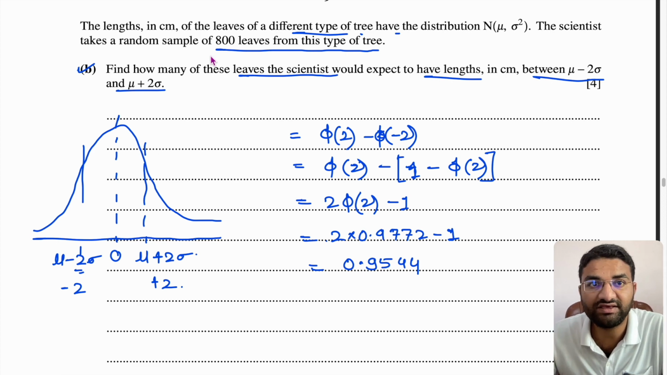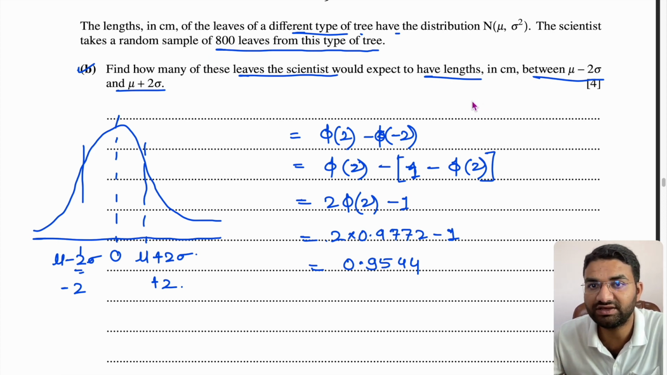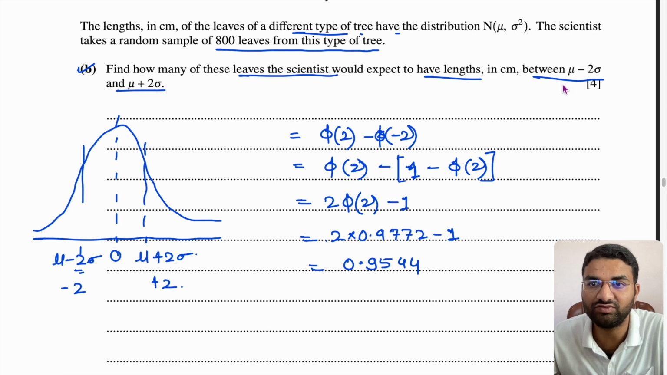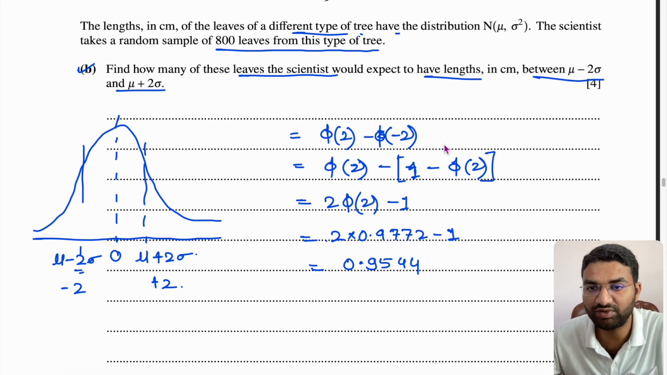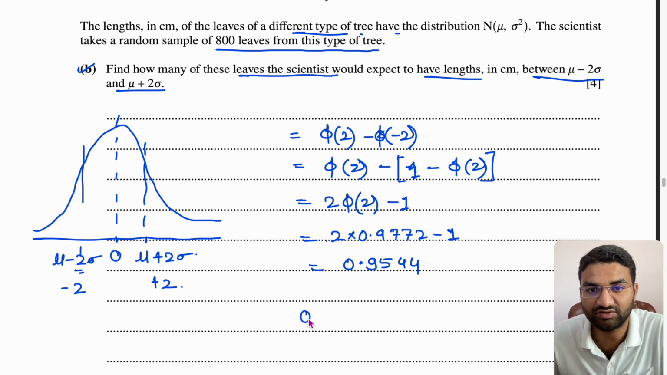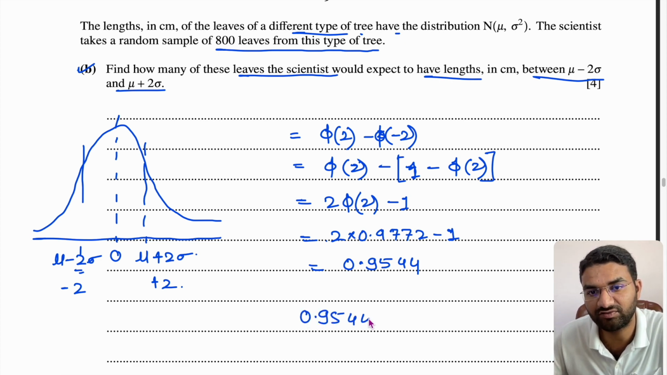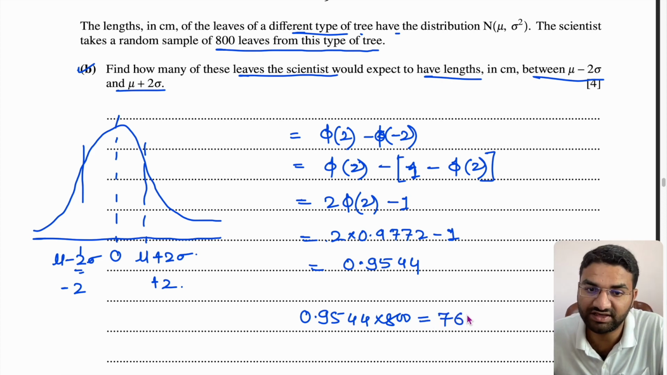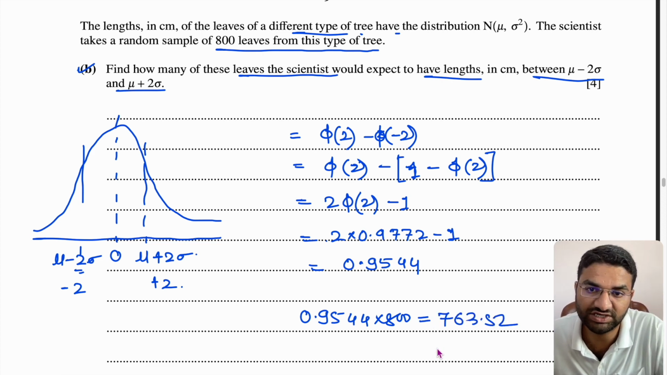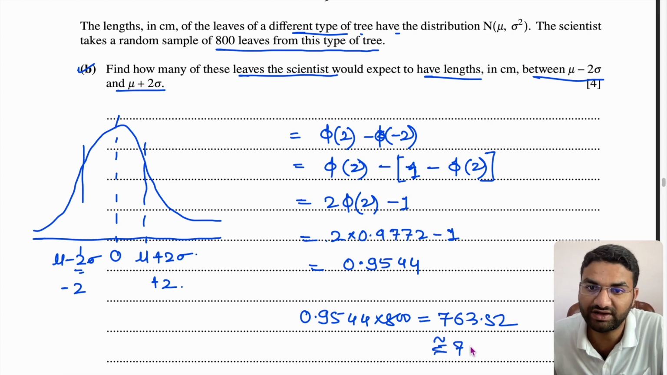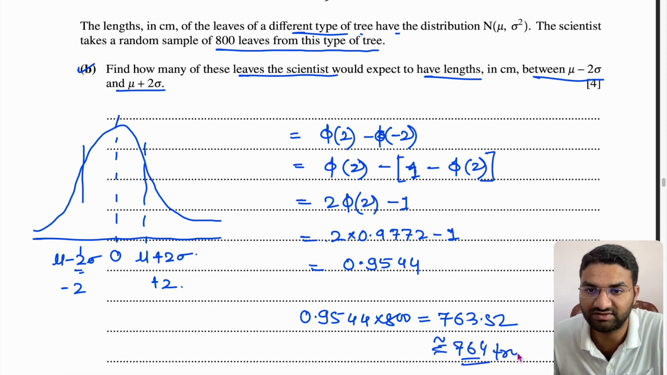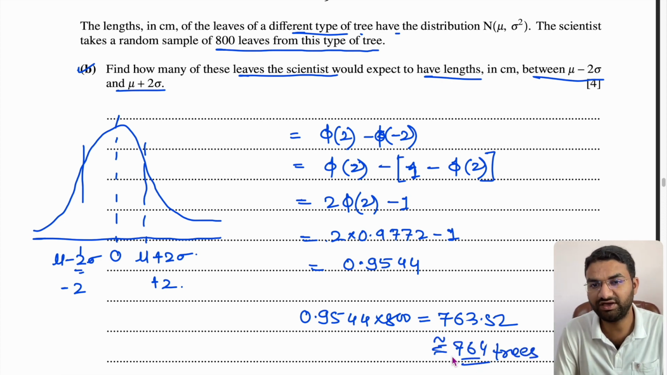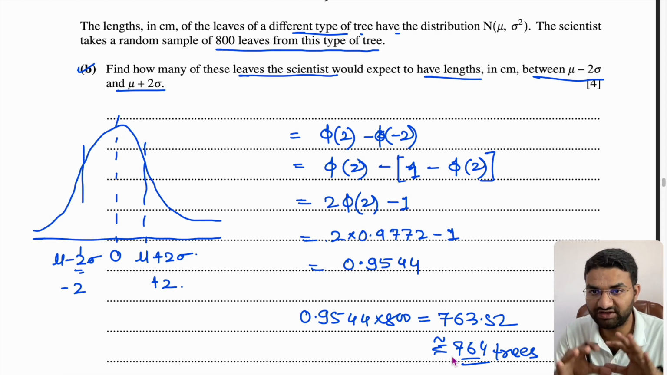And then this many samples are there, expected length between mu minus 2 sigma and mu plus 2 sigma. So you just have to multiply by 800. So 0.9544 times 800, you will get 763.52, which is equal to 764 trees. That's it. Okay, I hope you understood all this theory part.